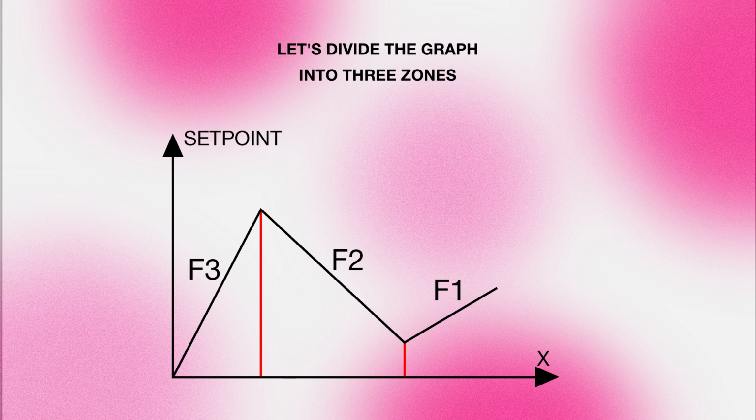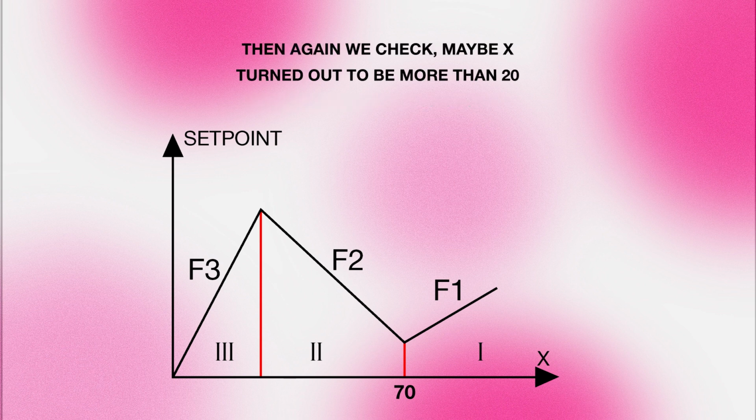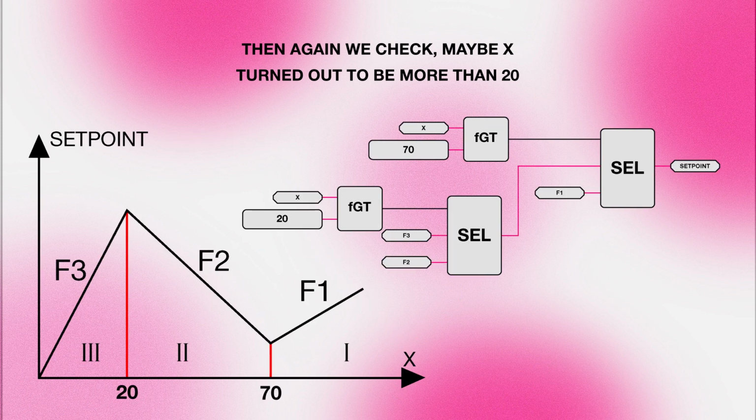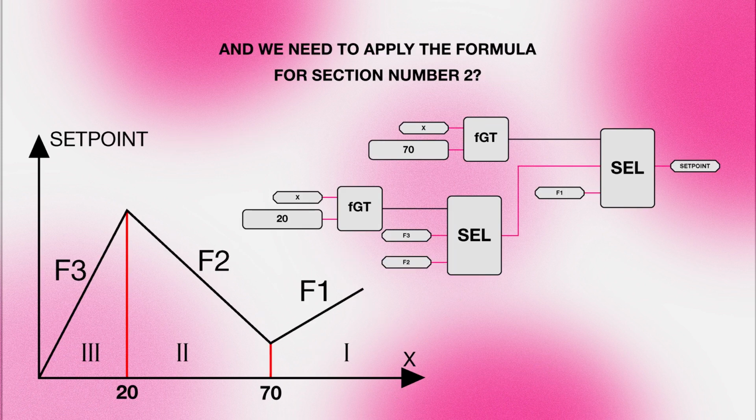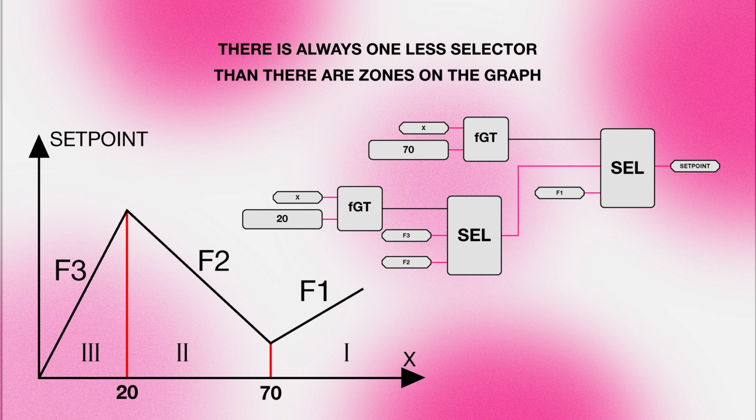Let's divide the graph into 3 zones, the first, second and third, and check if x turned out to be more than 70. Then do we need to apply the formula for calculation from the first section? No. Then again we check, maybe x turned out to be more than 20, and we need to apply the formula for section number 2? No. Well then, we apply the formula for section number 3. There is always one less selector than there are zones on the graph.